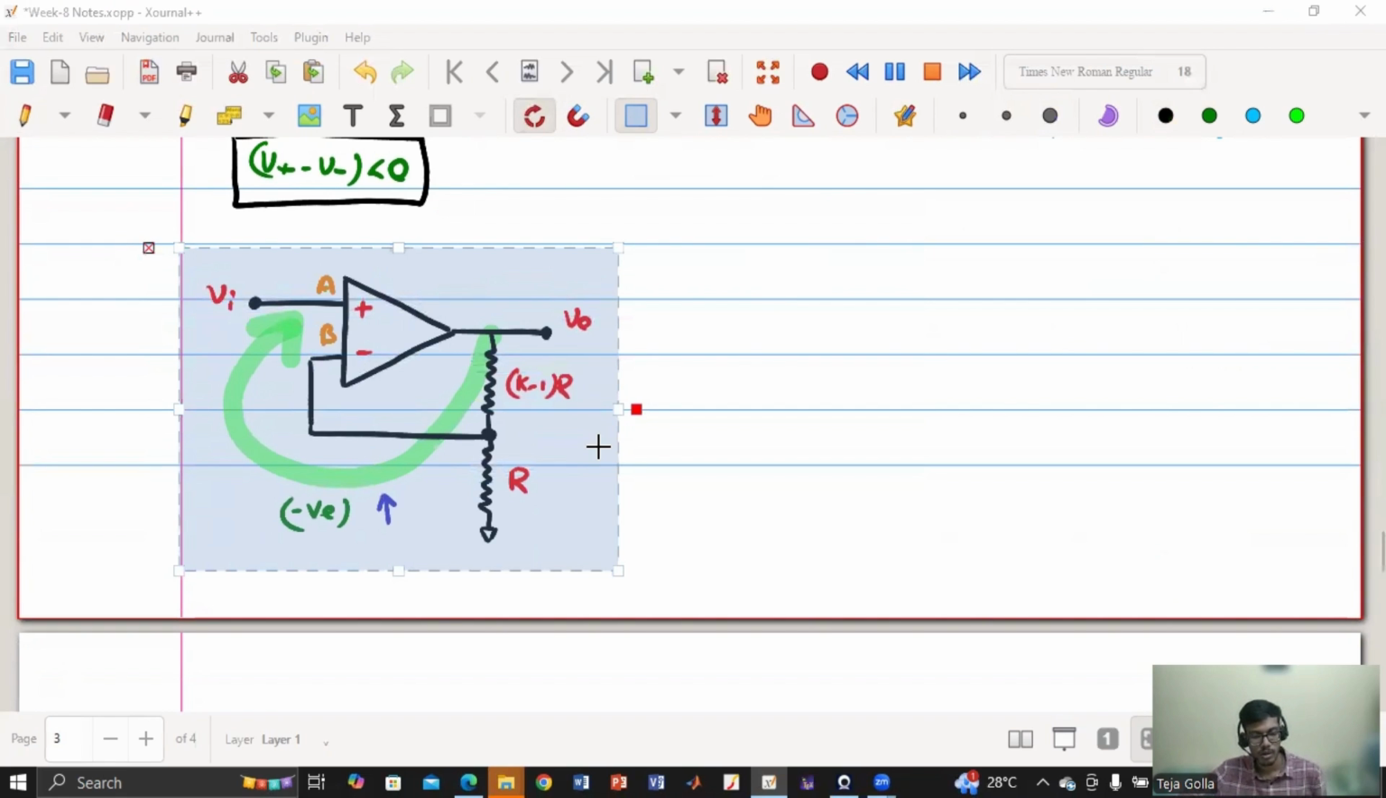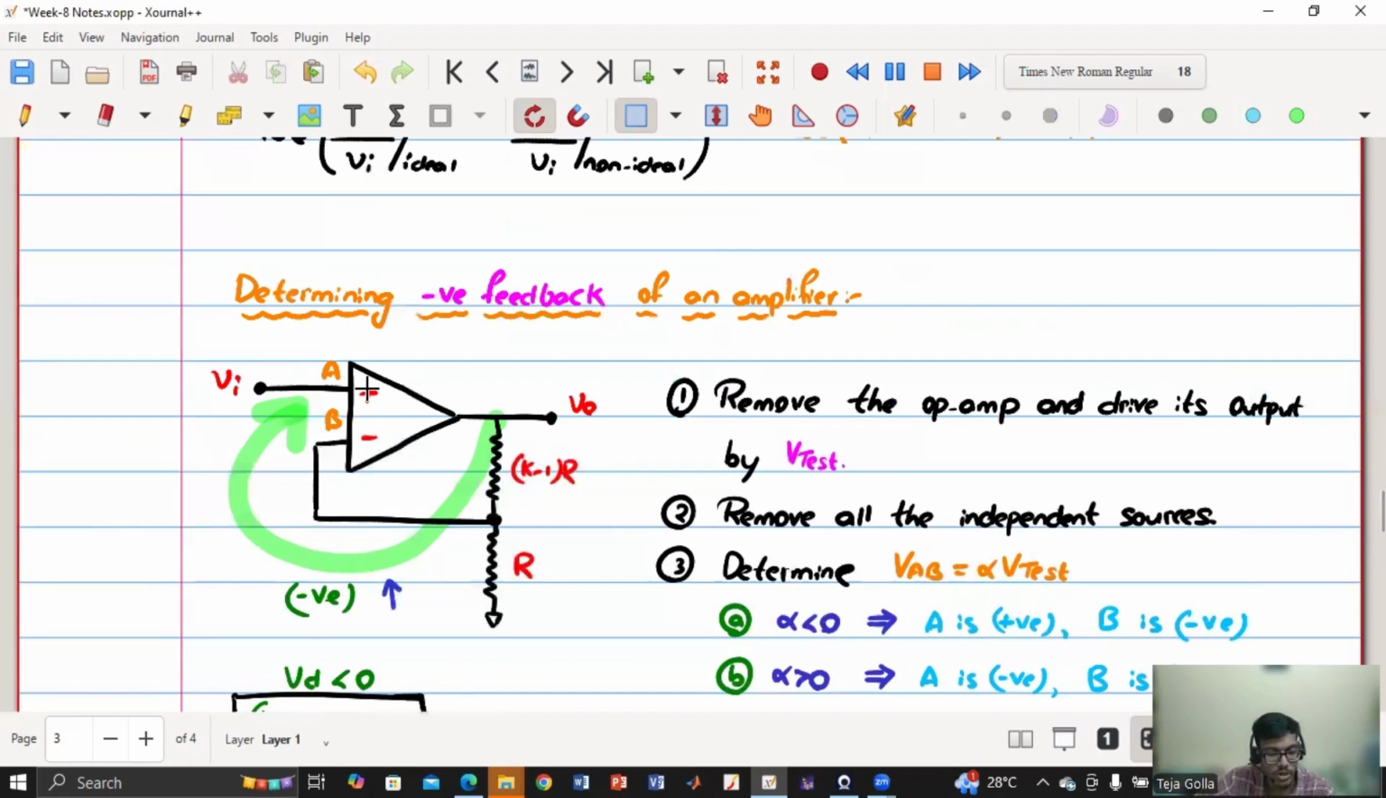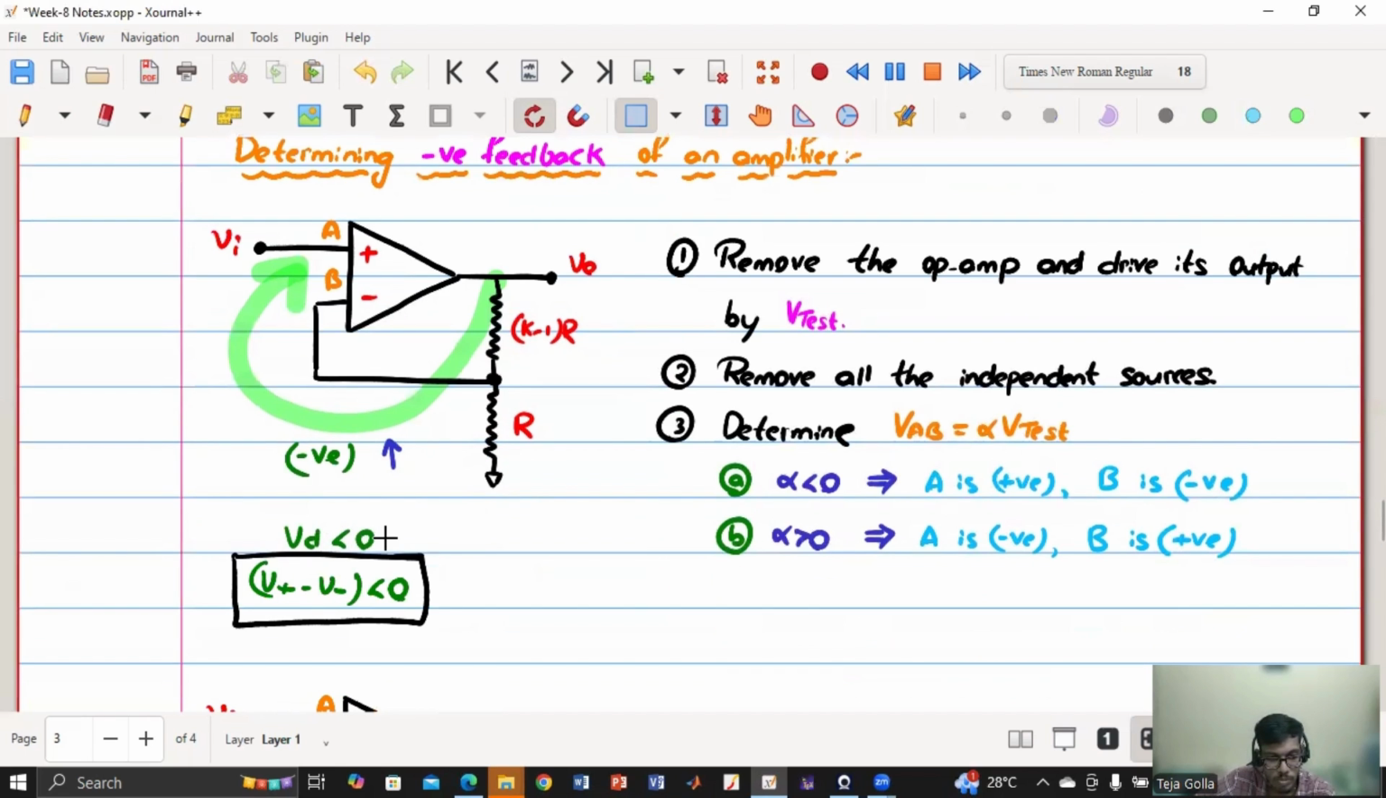Okay. So basically, if it is having negative feedback, what does it mean? It means at the input side, there should be a negative feedback from the output. So my VD should be something like minus some constant times V test. If I am giving a positive voltage at the output, I should get a negative voltage at the input when the op amp is removed. So VD should be less than 0. If I am getting VAB negative, which means VD is negative, then A is the positive terminal and B is the negative terminal.